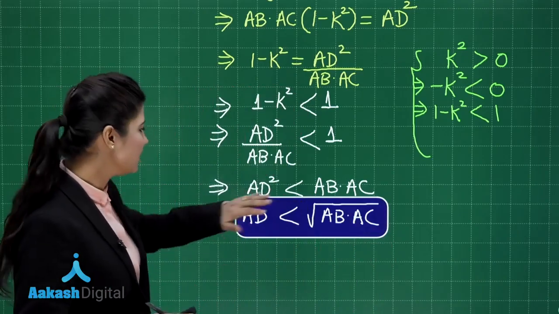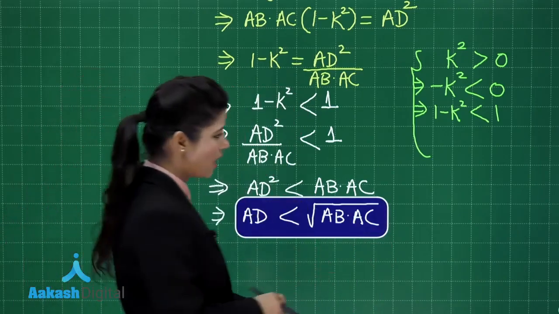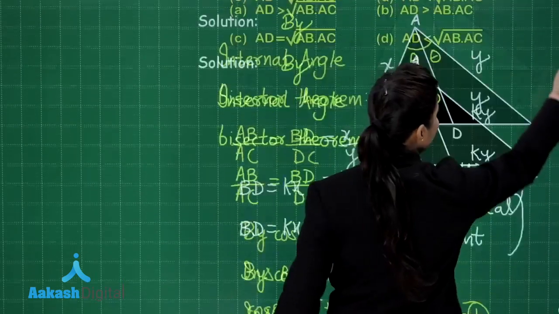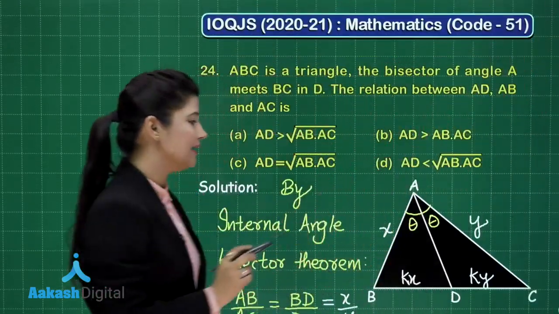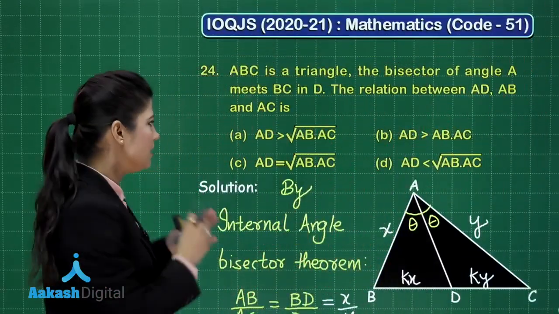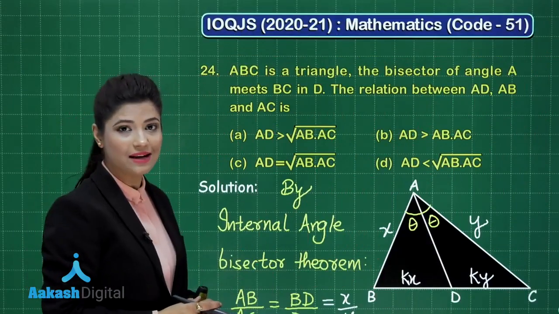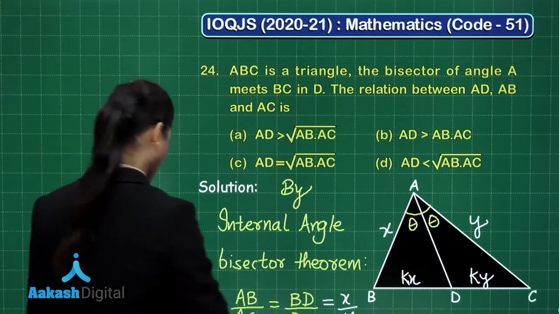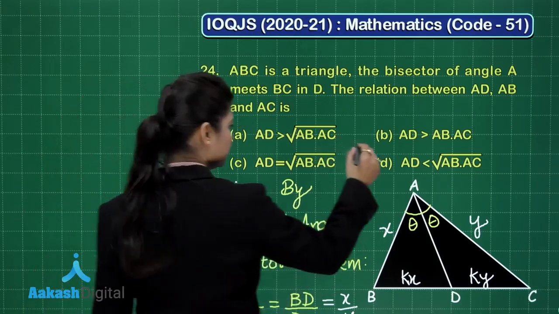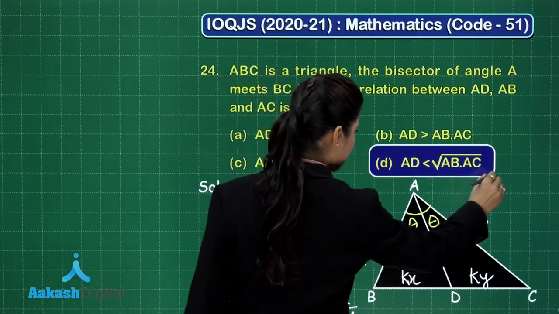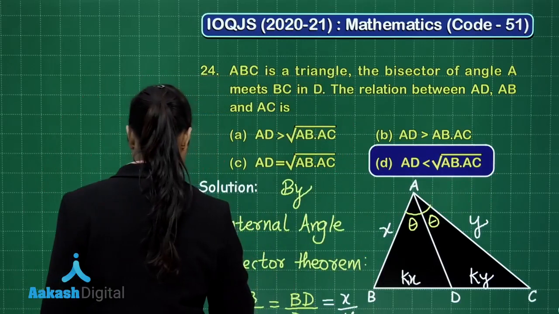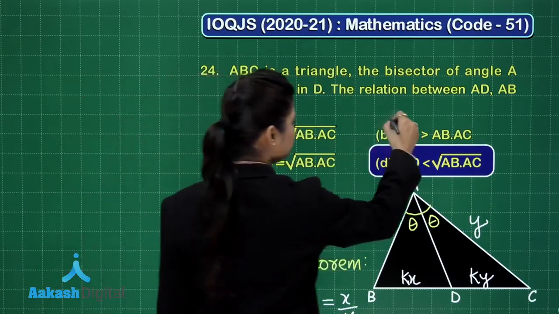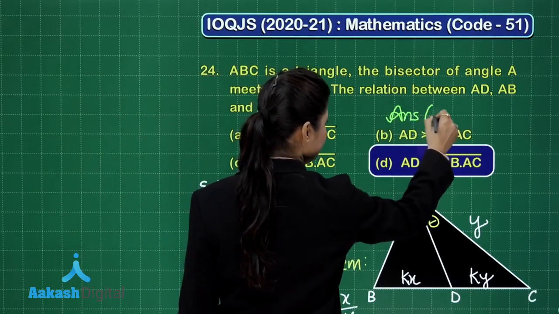This is a very, very important relationship which we have figured out for this question, where in this triangle ABC, AD is angle bisector. Now out of these options, AD is less than root over product of AB and AC is rightly found in option D. So we get the correct answer for this question as option D, and you can very well mark the required answer for this question as option D.